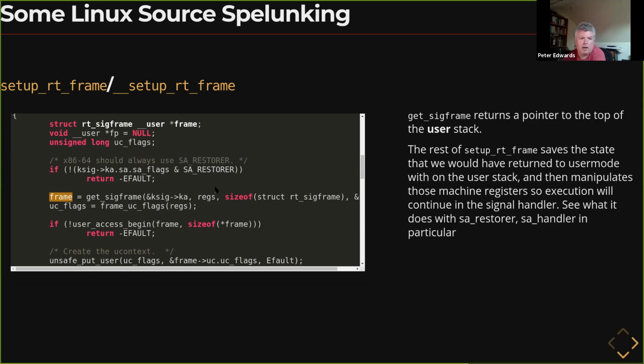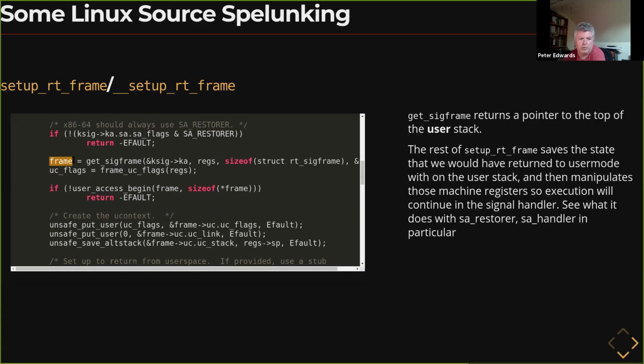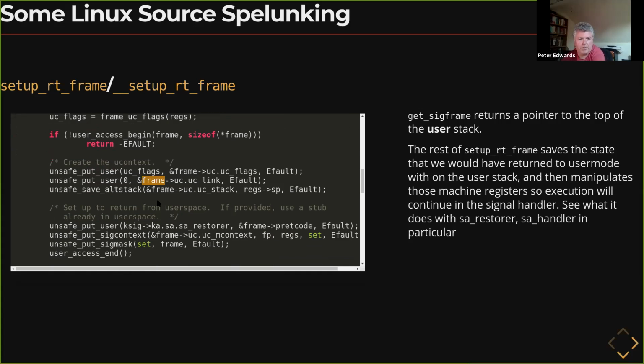Okay. And now what we can see is what we do with this frame. We can see all this unsafe put user. So what we're doing is we're actually moving stuff from the kernel into userland, right? So we put these flags, these links. I'm not sure what all of this does, but we do eventually do this thing where we say unsafe put user, and here's our SA restore. So we saw before this was the restore RT function. So this would be a userland pointer to this restore RT function. And we put it in here, right? Which is inside this frame thing that we've allocated on the userland stack, all right?